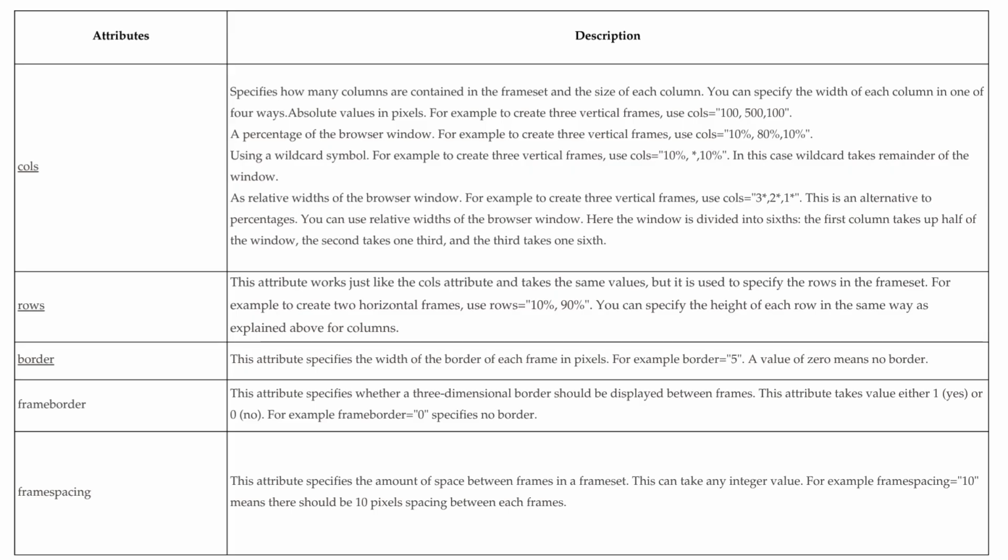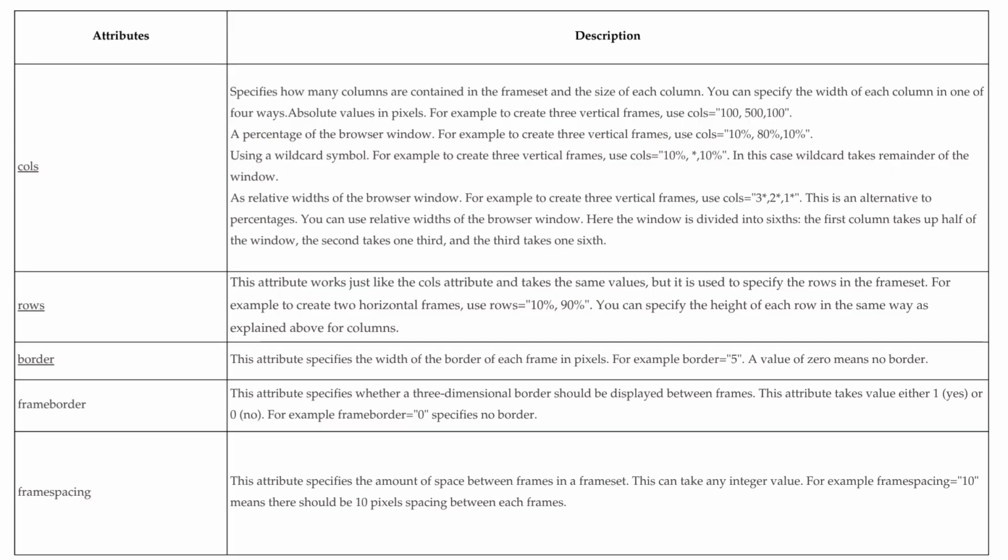For example, to create 3 vertical frames, use cols="10%,80%,10%". Using a wildcard symbol. For example, to create 3 vertical frames, use cols="10,*,10". In this case, the wildcard takes the remainder of the window.